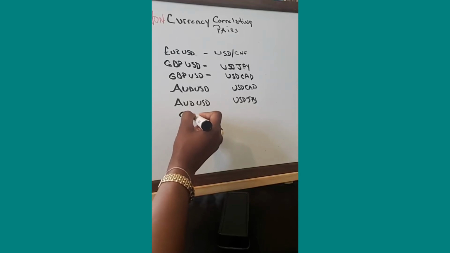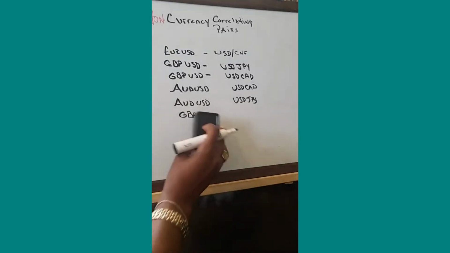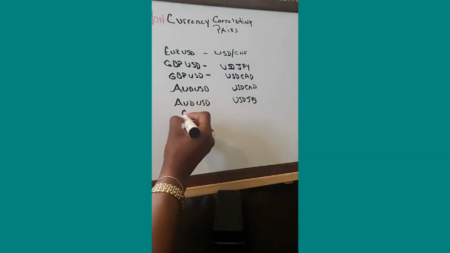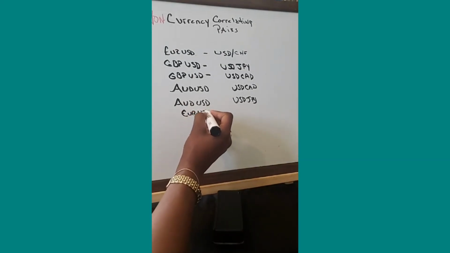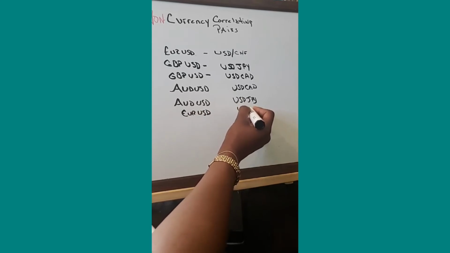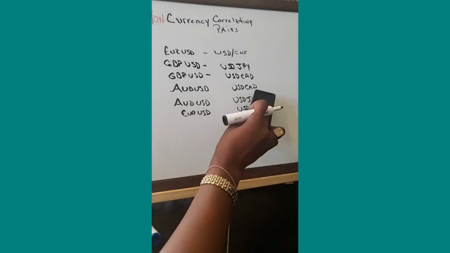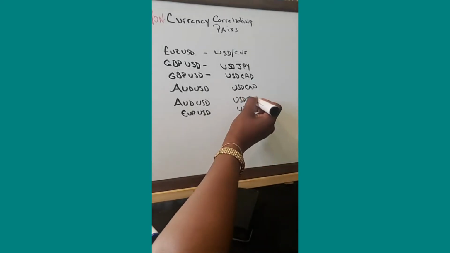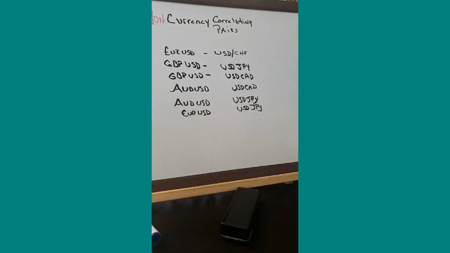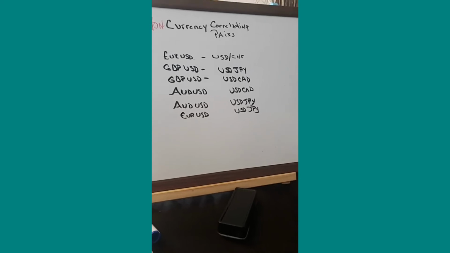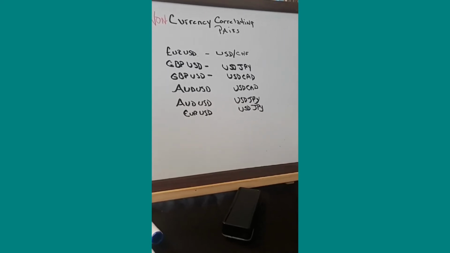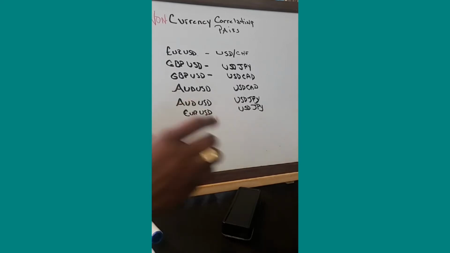And GBP, no, EUR/USD with USD/JPY. Let me fix that for you. Okay, so take a screenshot of that. These are your non-correlating pairs. So if you are trading one, you do not want to be trading the other. Okay, and I'm going to explain to you why you don't want to do that.